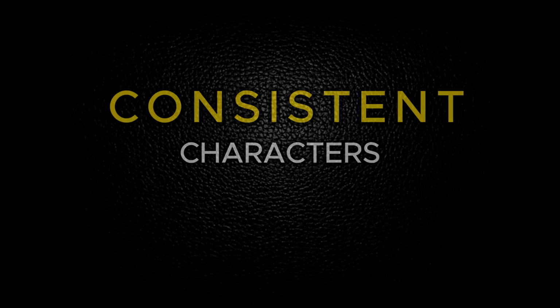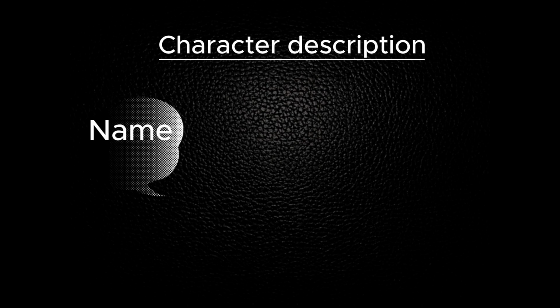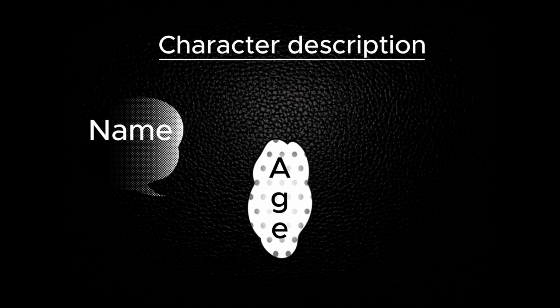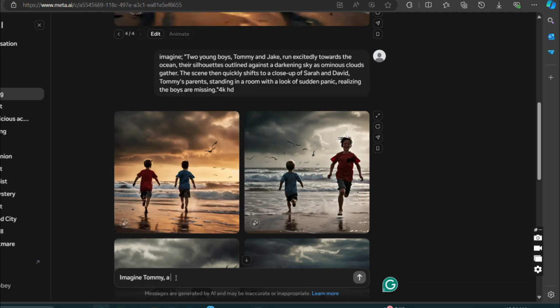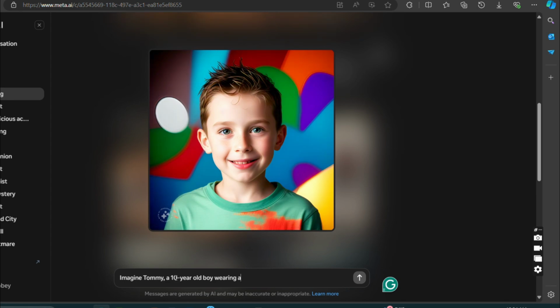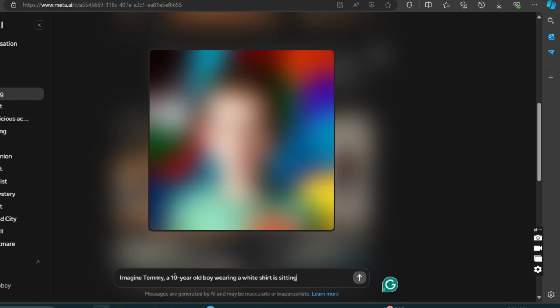Now let me give you the secret to consistent characters. Always add the description of your characters in all your image prompts. This includes the name of your character, the age, and the outfit. For example, Tommy, a 10-year-old boy wearing white home attire, is sitting near the sea of a coastal town. He is sitting near the shore crying.